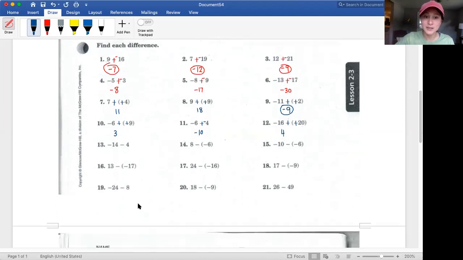All right, I would definitely practice and keep going with these. So you can pause the video and do the rest of these. I'm going to write the answers up here. I'm not going to talk through how I did all of them because you know the rule now, but I am going to start writing the answers down, and you can check your answers just to make sure you got them.